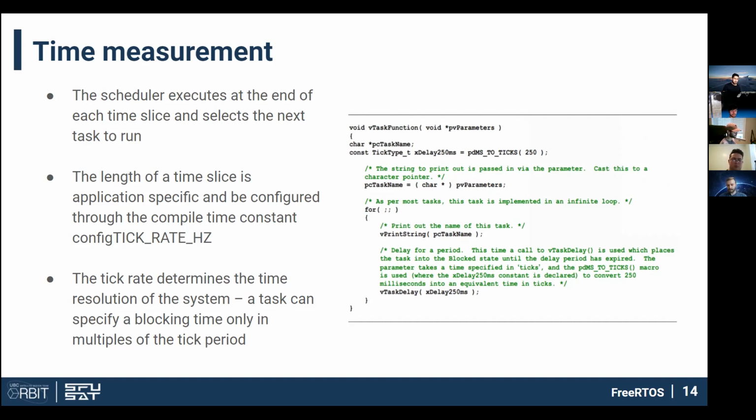Or the scheduler is invoked at a fixed time interval by what's called the tick interrupt. The frequency of that interrupt is application specific, defined in the macro configTICK_RATE_HZ, which is in one of the FreeRTOS headers, I believe. The most common tick rates I've seen are 1 millisecond, and sometimes 10 milliseconds is also used. So that essentially means that a timer interrupt is firing.